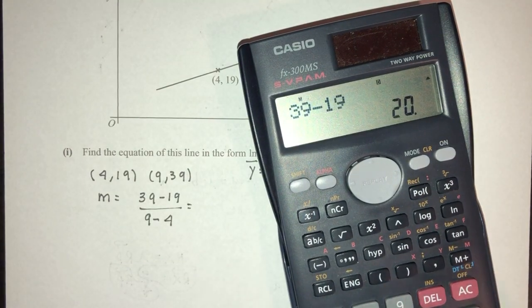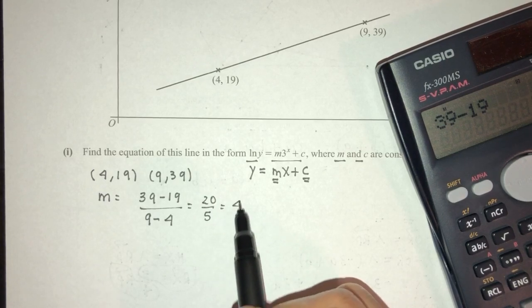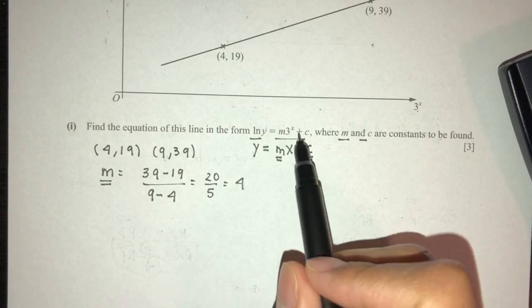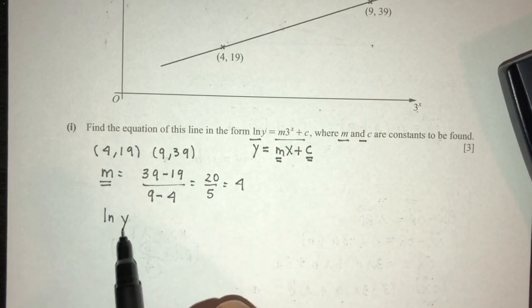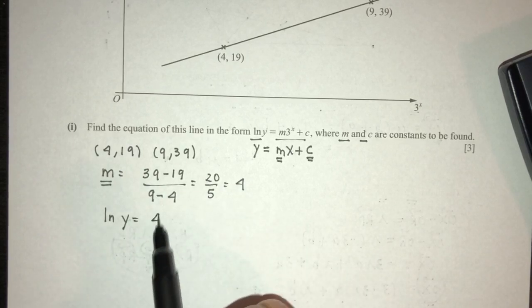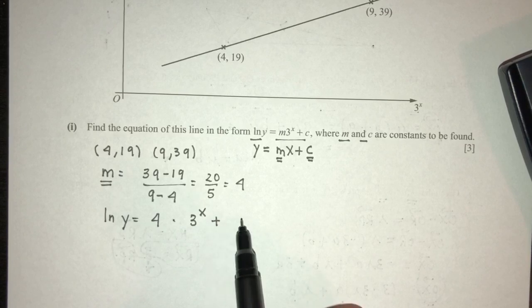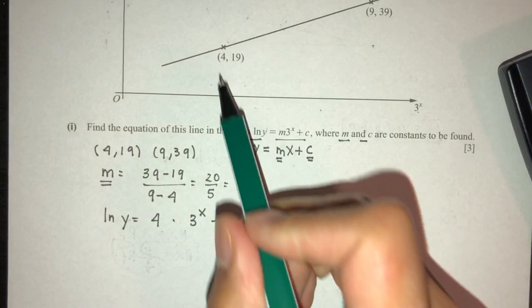39 minus 19 is 20, divided by 5, that will be 4. That's your value of m. Now for the value of c, right now we have ln y equal to 4 times 3^x plus c. To find the value of c, we have to use a point. So let's use this point.